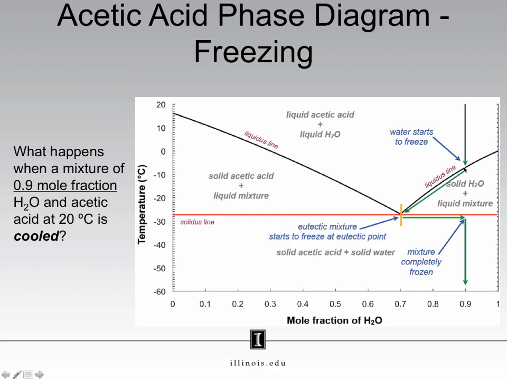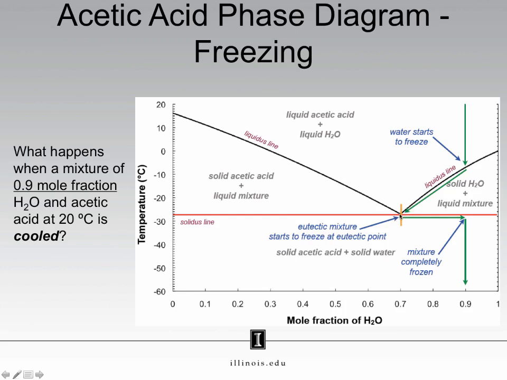In other words, we move towards the left on this phase diagram. As we freeze more and more water, the liquid contains less and less water. So our mole fraction of water has to decrease, and this continues until we reach the eutectic point. At the eutectic point, we have a eutectic mixture. What's special about a eutectic mixture is that the solid that forms when a eutectic mixture freezes is the same composition as the liquid it started with. So, at this point, we have only solid water and a eutectic mixture in the liquid.